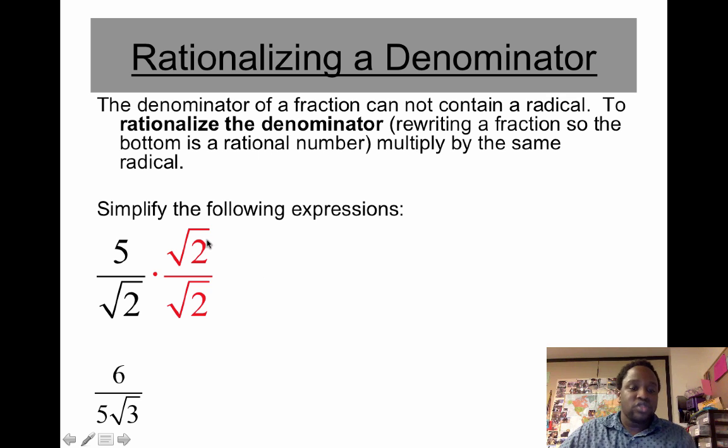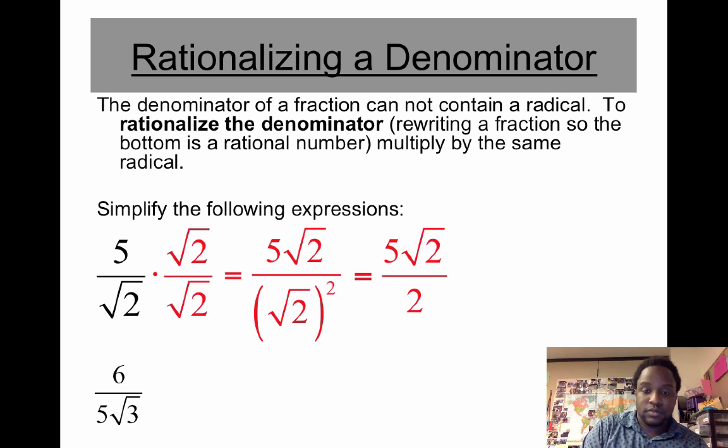So for this one, since the denominator is radical 2, we're going to need to multiply it by radical 2 over radical 2. Because we don't want to change the value, this is still a special form of 1. Like anything over itself is equal to 1. And we're multiplying it by the original expression. So 5 times radical 2 is 5 radical 2. And radical 2 times radical 2 equals 2, because radical 2 squared is equal to 2. And so we have 5 radical 2 over 2.